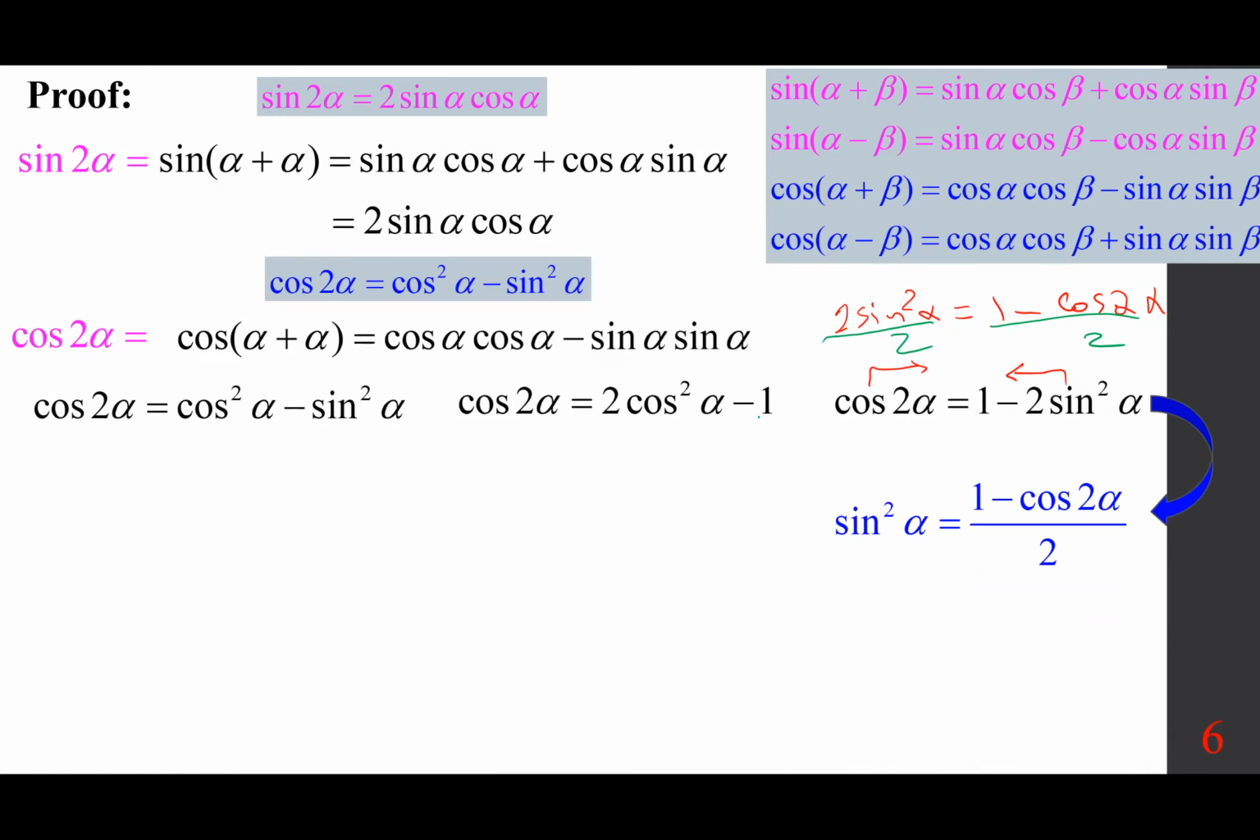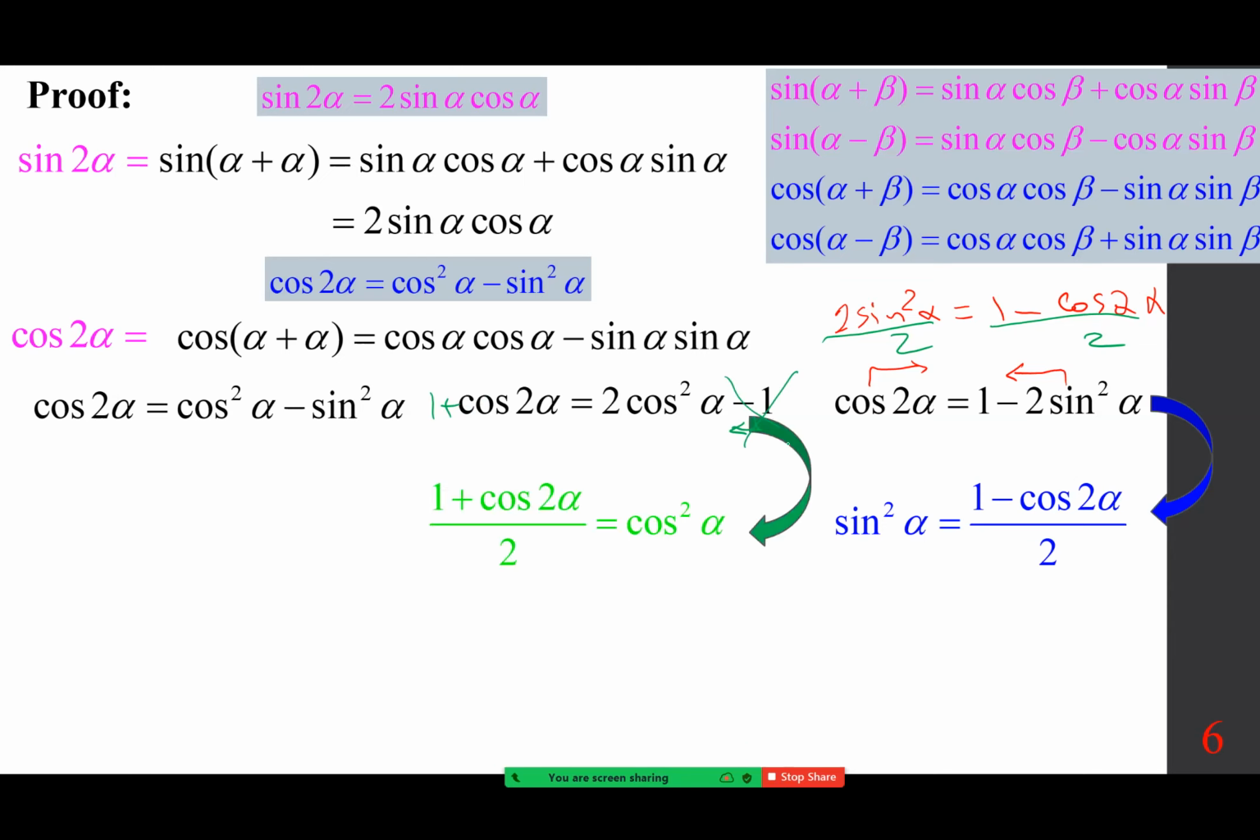If I move minus 1 here and make this plus 1, and now if I divide by 2, I establish this identity. So sine squared is 1 minus cosine 2 alpha over 2. Cosine squared is 1 plus cosine 2 alpha over 2.